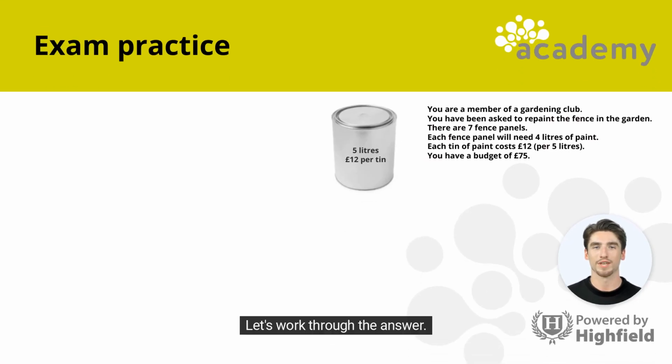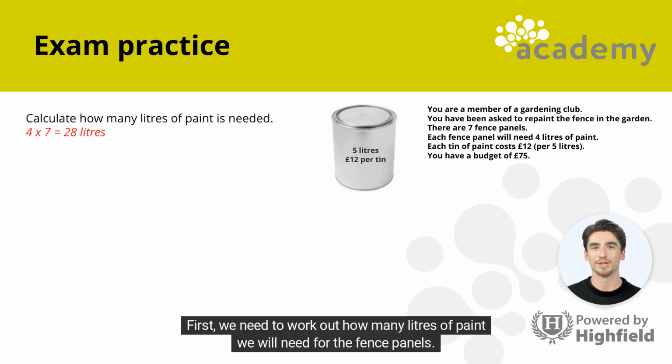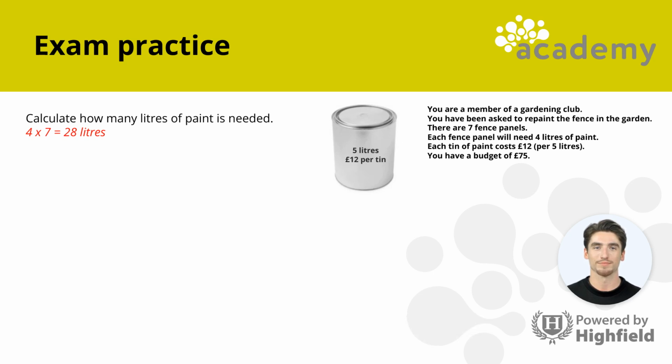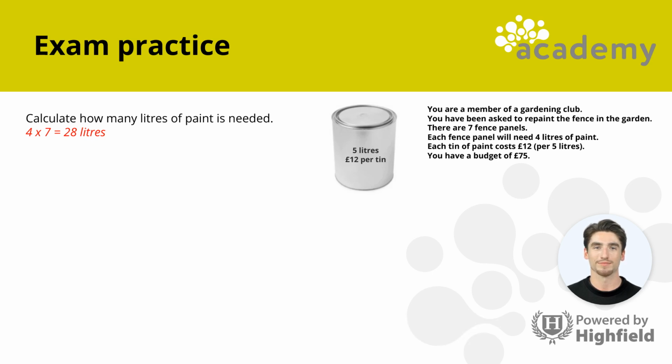Let's work through the answer. The question is asking if we have enough money with £75 to paint the fence panels. First, we need to work out how many liters of paint we will need for the fence panels. To do this, we need to multiply the number of fence panels by how much paint each one needs. 7 multiplied by 4 equals 28.